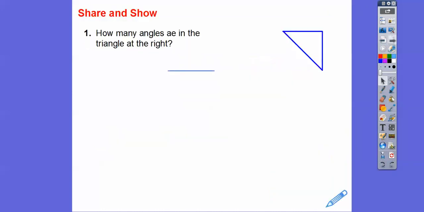So how many angles are in this triangle over here? Well, that one's pretty easy. We just count where the endpoints are. So here's one angle, here's one angle, here's one angle right there. So there's 3 angles right there, okay?